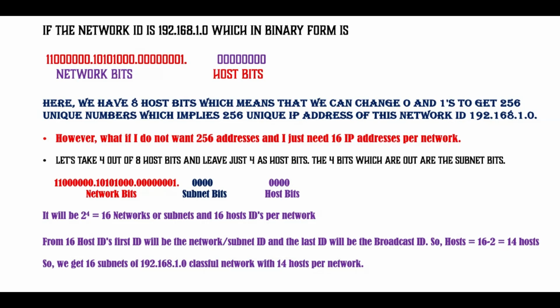Let's take 4 out of 8 host bits and leave just 4 as host bits. The 4 bits which are taken out are the subnet bits. It will be 2 power 4 is equal to 16 networks or subnets and 16 host IDs per network. From the 16 host IDs, the first ID will be the network or subnet ID and the last ID will be the broadcast ID. So, hosts equals 16 minus 2 is equal to 14 hosts. So, we get 16 subnets of the 192.168.1.0 classful network with 14 hosts per network.